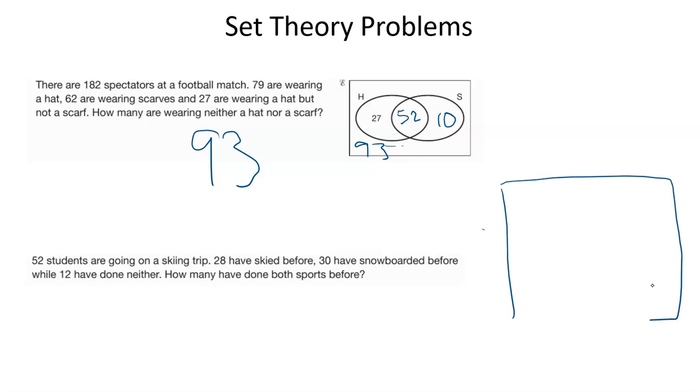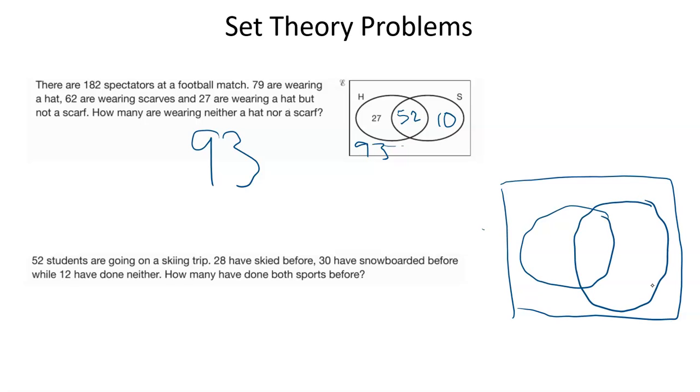Okay, so let's draw the Venn diagram. So we've got the two circles. We'll put K for skied and an N for snowboarded, just because they both begin with S, so I've gone for the second letter instead. And 12 have done neither. Well, we can put the 12 in for the neither, and we know that the whole thing adds to 52, which means that the ones who have done either skiing or snowboarding, or indeed both, must add up to 52 minus the 12. So there's 40 students that we're looking at here who have done one or the other or both.